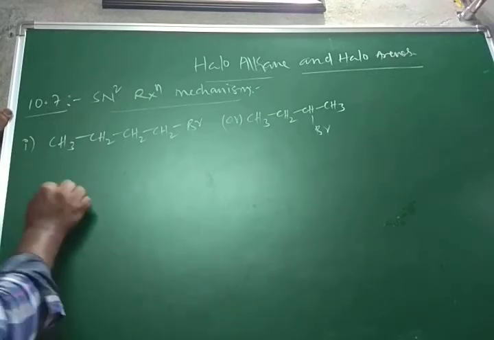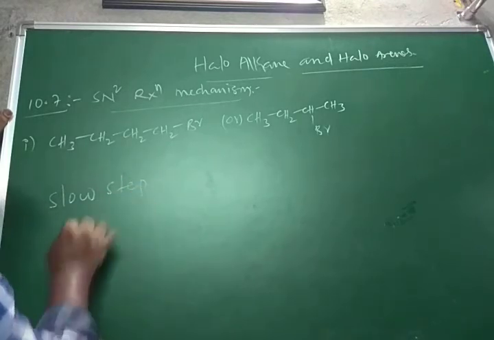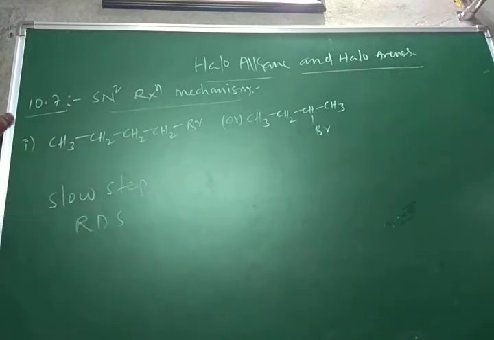That means the slow step. This slow step is known as RDS, rate determining step. In this rate determining step, if two reactants participate, then that reaction is known as an SN2 reaction. That means if the rate of reaction depends on two reactants, that reaction is known as SN2, otherwise that reaction belongs to SN1 reactions. Okay. Here first, which compound follows the SN2 reaction mechanism.